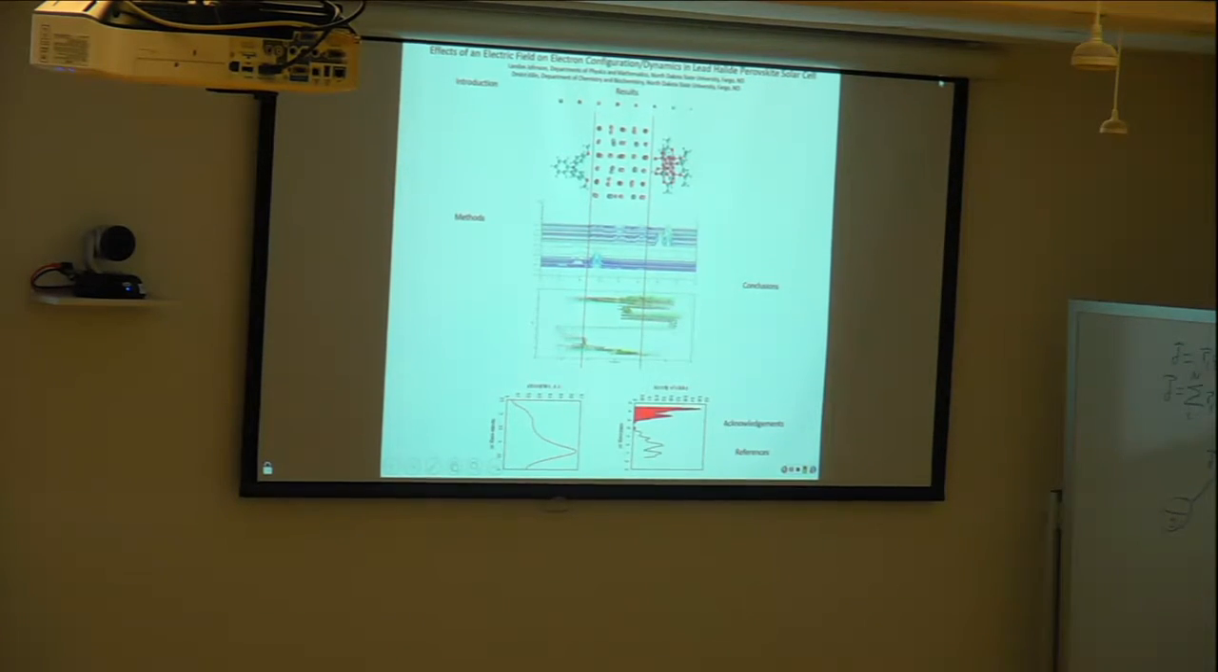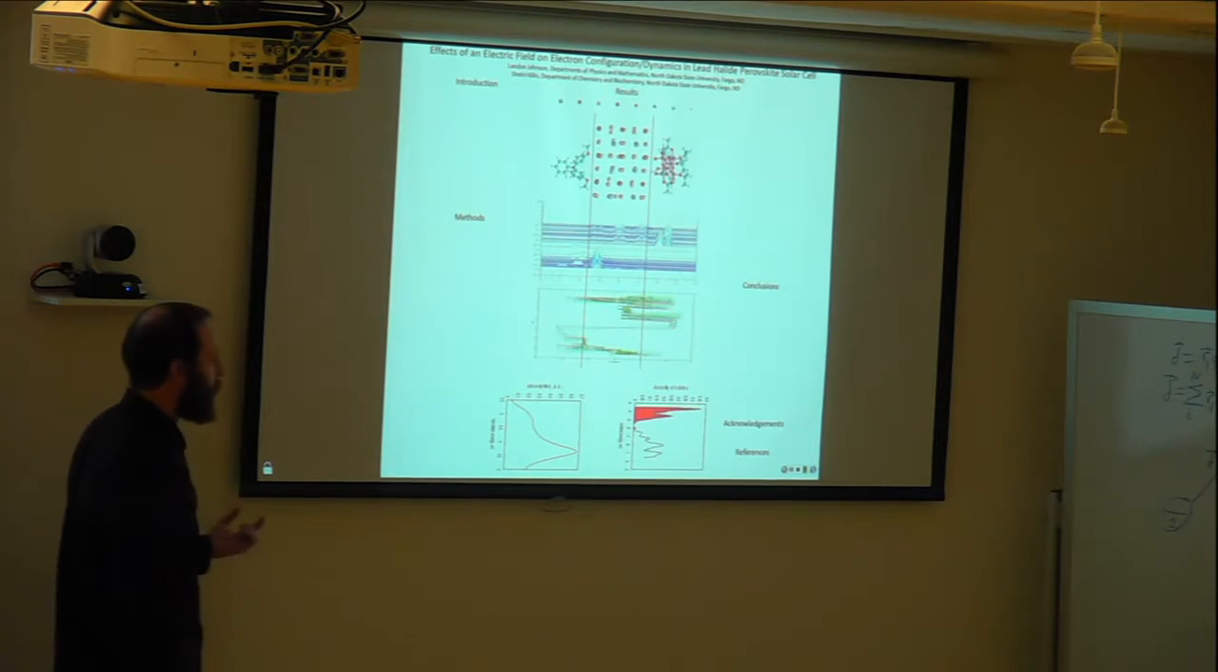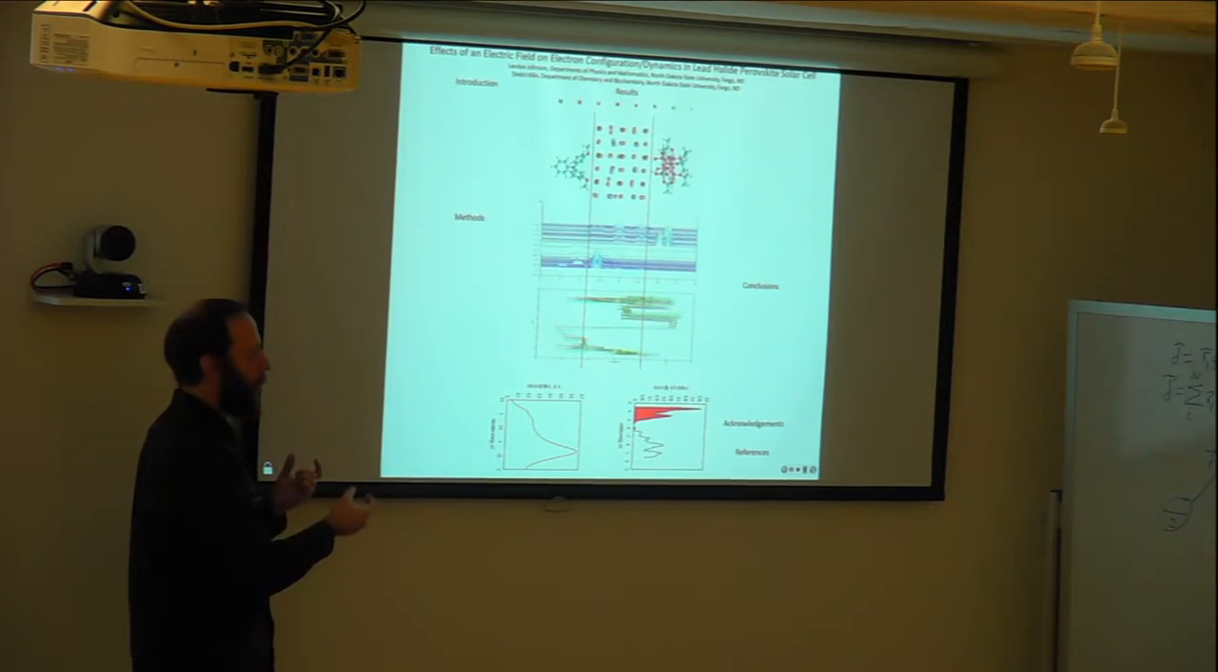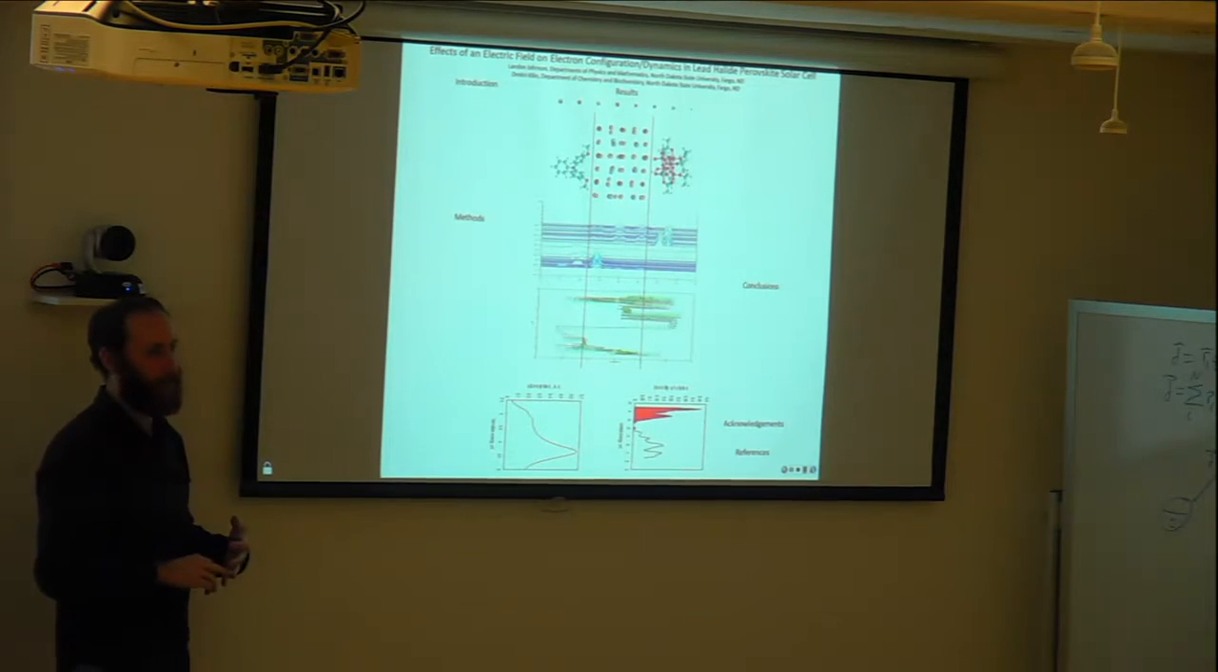So if you're looking at a PDOS, then the species that has the higher valence band edge will be your hole transport material, and the material with the lowest conduction band edge would be your electron transport material.